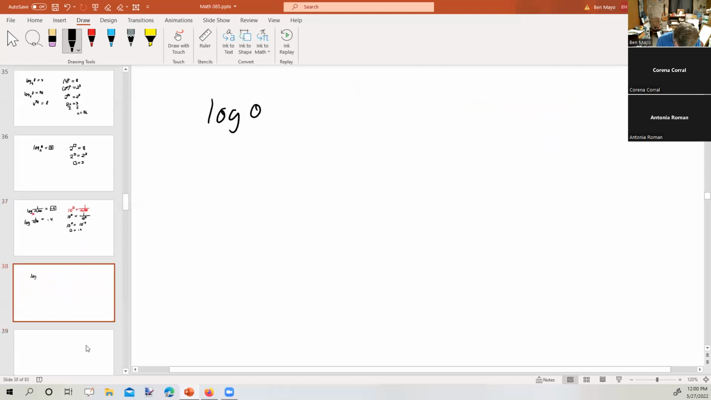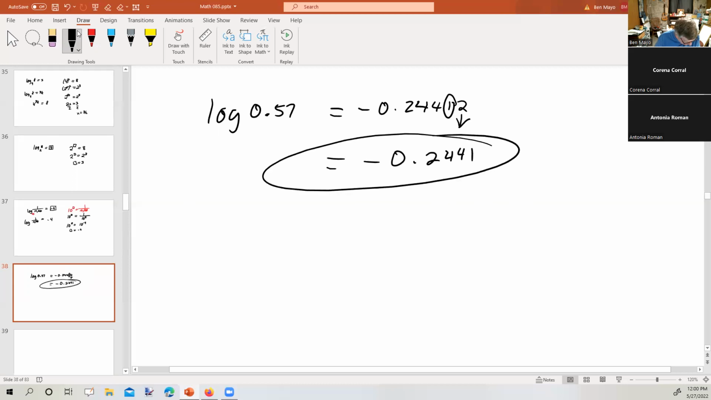So I've got log of 0.57. So again, I'm using the LOG button, log base 10. So that, and then I put in 0.57, close it up, push equals. It says give answers to 4 decimal places. I get negative 0.244412. That would be the 4th place. The 2 would round down. So negative 0.2441 would be the correct answer. We getting that all right?